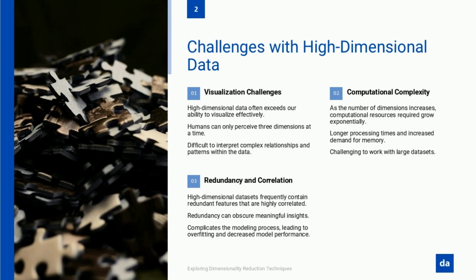And finally, we hit the problem of redundancy and correlation. High-dimensional datasets often come packed with features that repeat the same information in different ways. It's like going to a party where everyone keeps telling you the same story over and over. Not only is it annoying, but it also clouds your ability to focus on the details that actually matter. Redundant features don't just waste time, they make your models prone to overfitting, where the algorithm learns the noise in your data instead of the meaningful patterns.